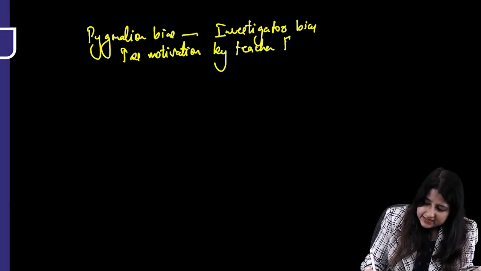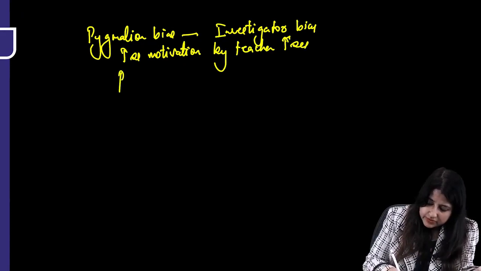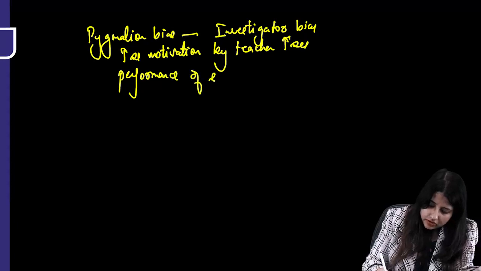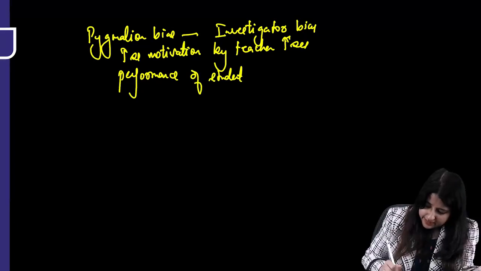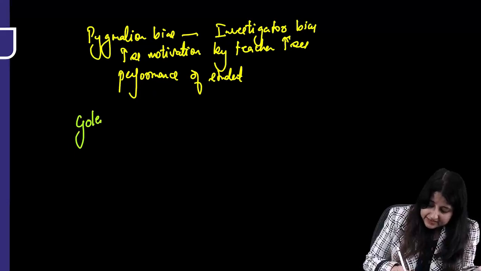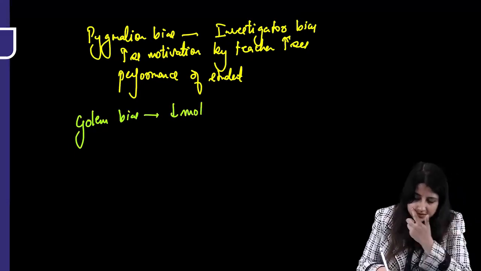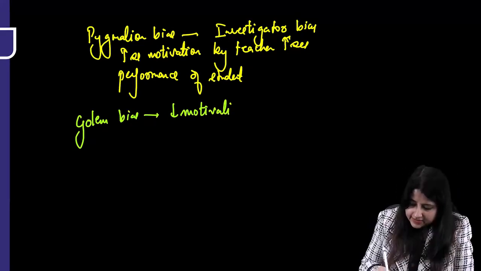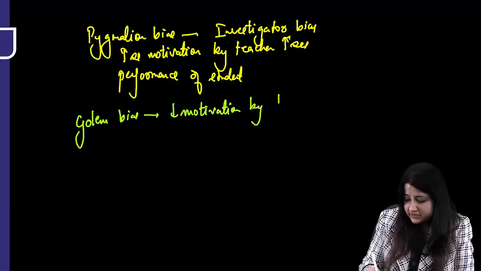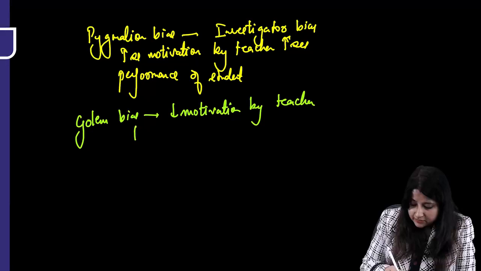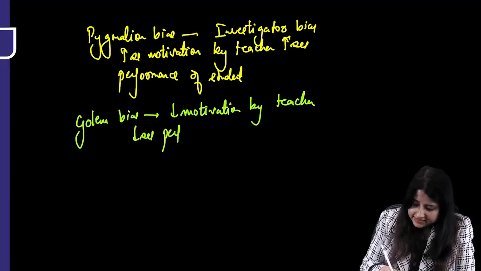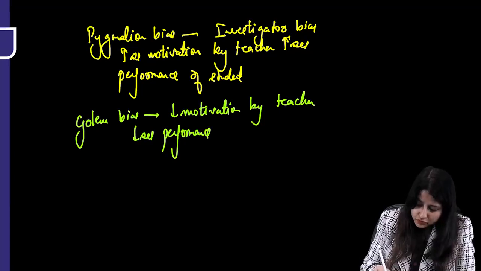Alright, does what? Increases performance of students. Okay, increases performance of students. And there is another bias which is known as Golem bias. Golem bias is what? Decreased motivation by the teacher does what? Decreased motivation by the teacher decreases the performance of students, right?